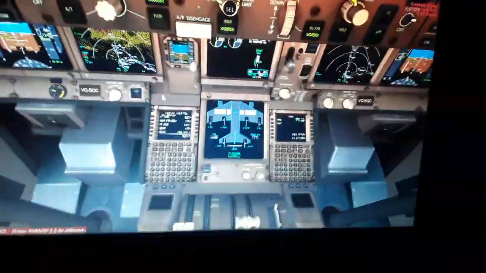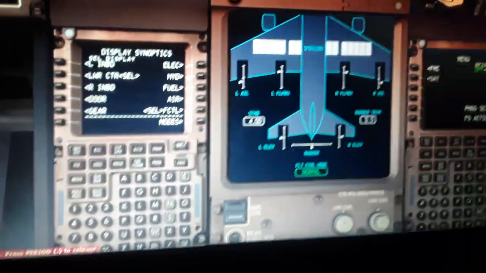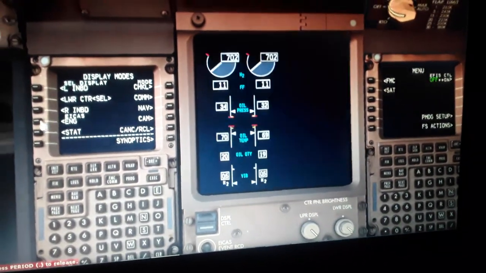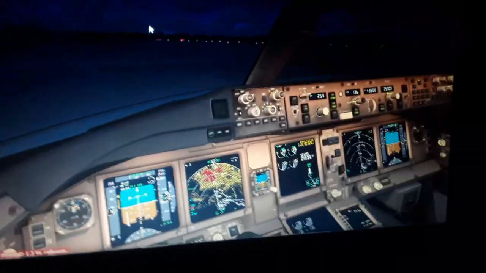So you can see the flight controls movement, the stabilizer trim position, the rudder trim. So everything is working well here. You can move the tail and everything. So we go back in the modes, the engines. We need to start the engines.